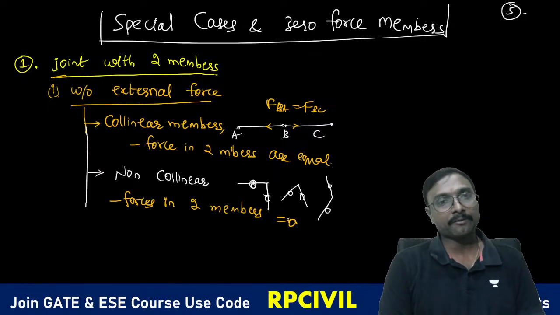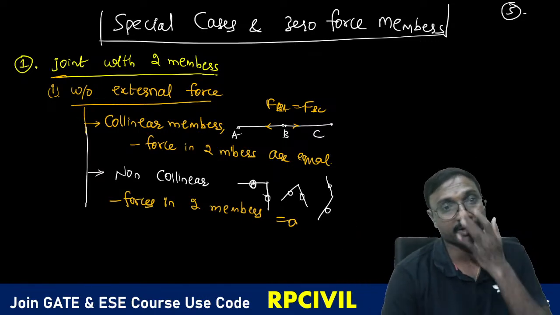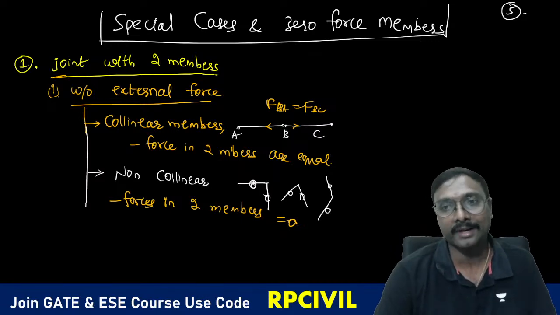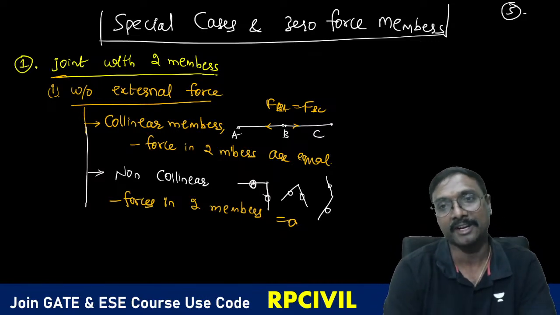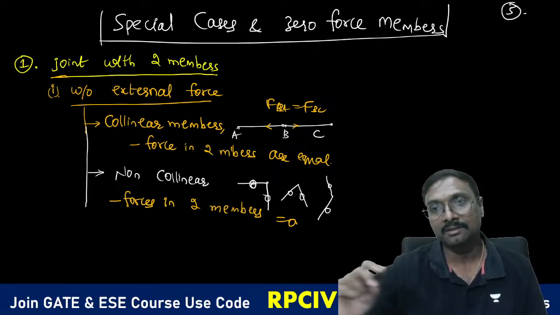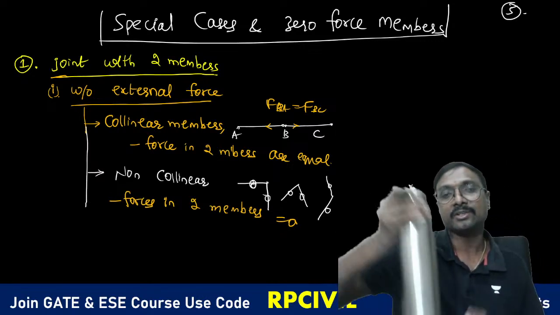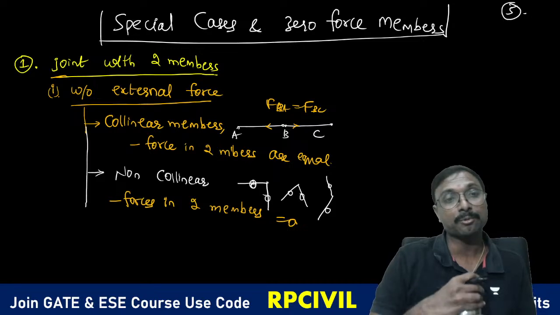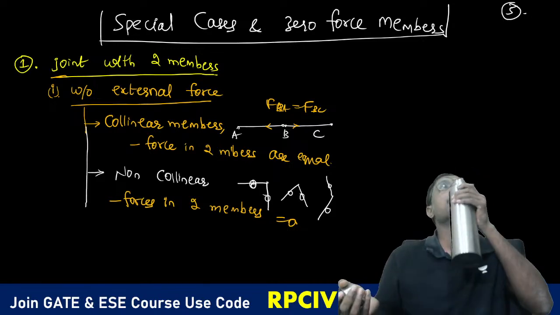When two members are meeting, forces in two members are 0, right? So if this kind of situation comes anywhere, it will reduce the calculation time, definitely, no? Because some forces you are taking as known forces, that is 0 forces, right? It will become easy calculation or not? Yes.